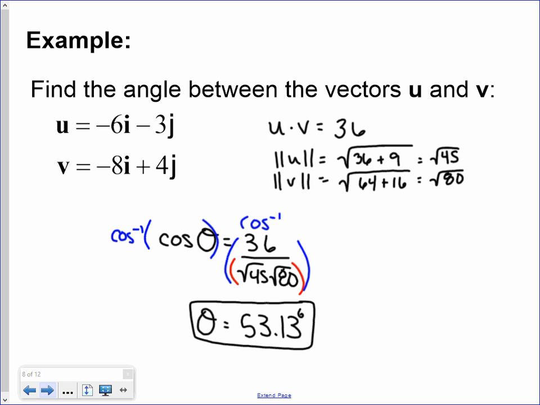Okay. Now, just to kind of help you with this, I'm going to real quick draw a sketch. You don't have to do this every time you calculate the angle between two vectors, but because vectors are a very visual thing, it's kind of nice for us to think about this every now and then.